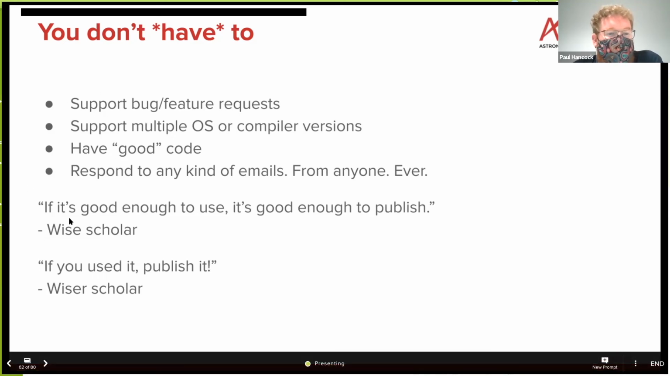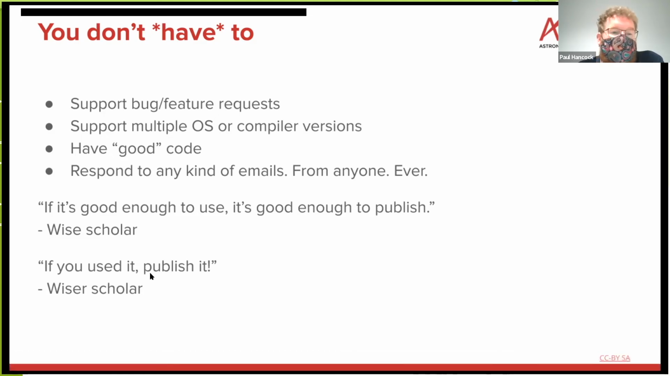So I would argue that if your code is good enough to use, it's good enough to publish. But even more, if you've used it, you should publish it. So if you have a paper and you said, oh, we wrote some code to do X, Y, Z, you should publish that code. You should put it on a GitHub repo and just link to it in your paper so that other people can see what you're doing.